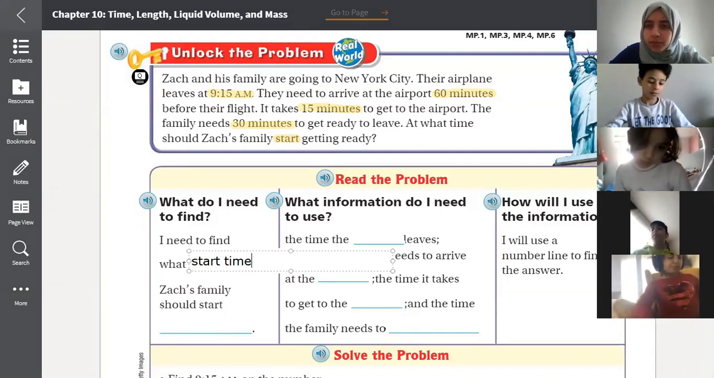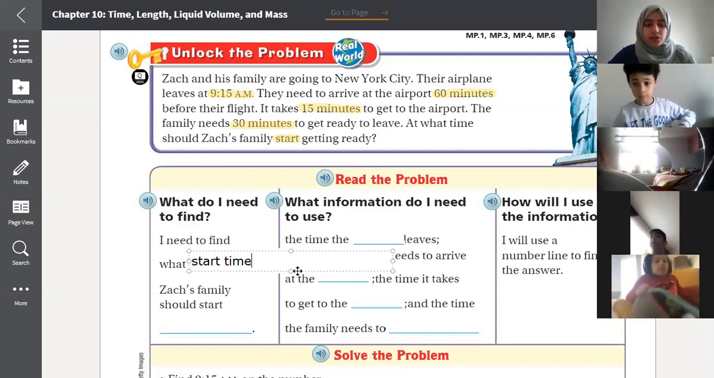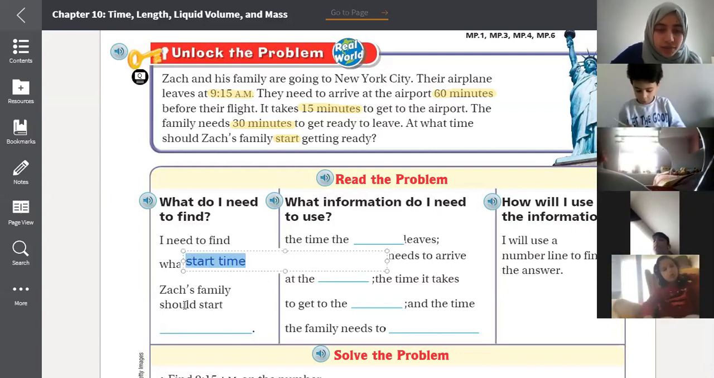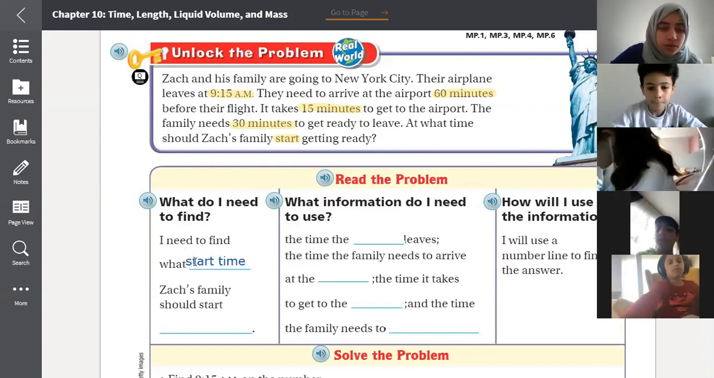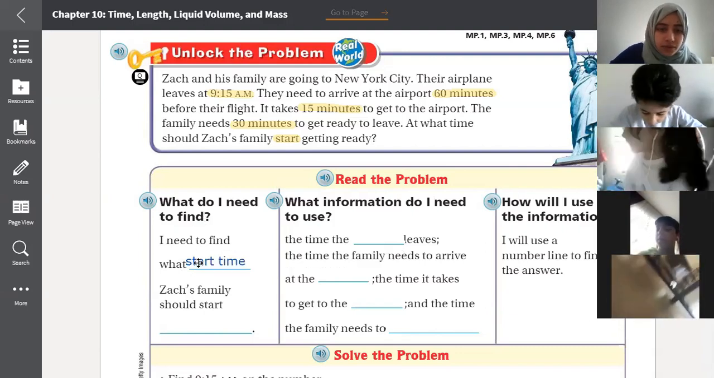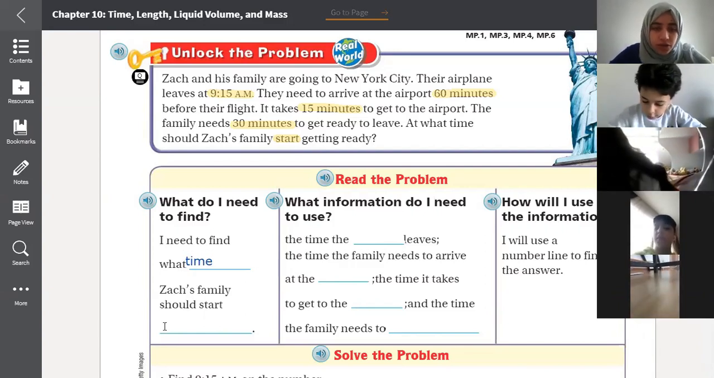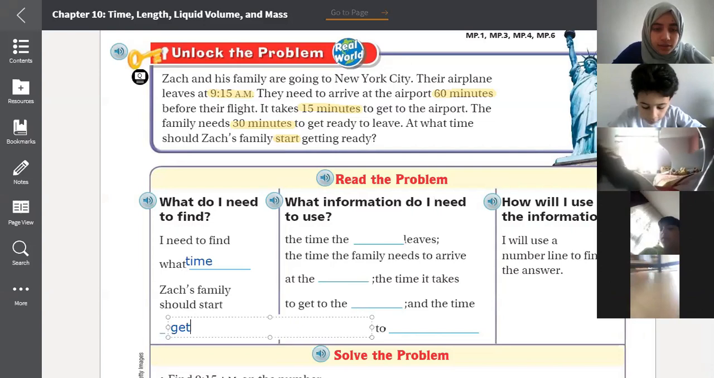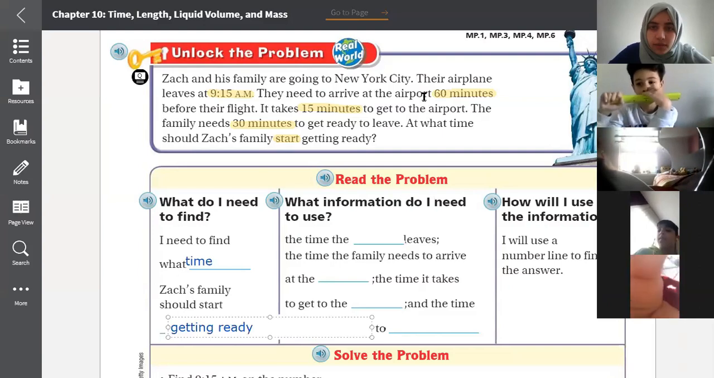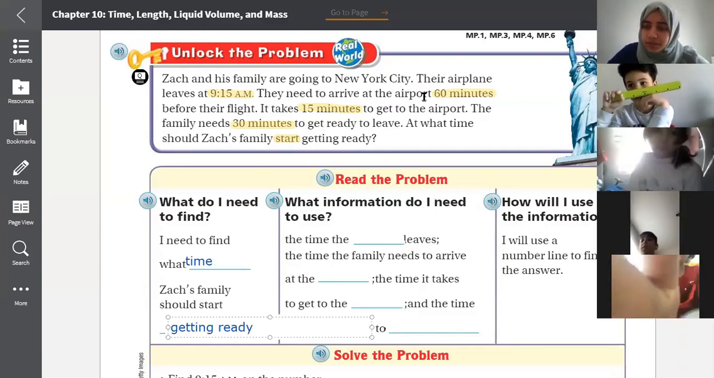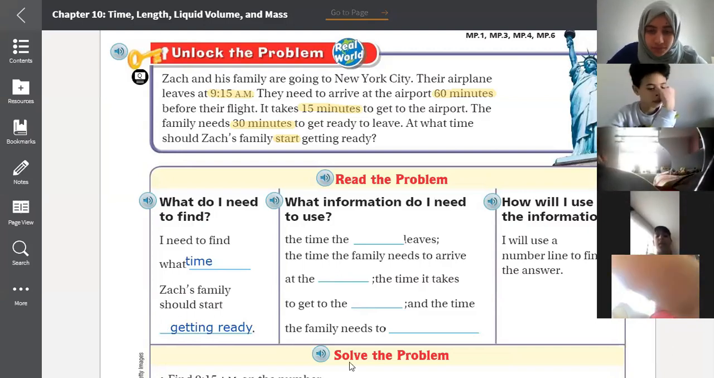Can you make it move for you guys to be able to write? And Zach's family should start what? They will travel. So they already gave us here something. Start again. Time to start getting ready before they travel. Okay, thank you guys. You're welcome.